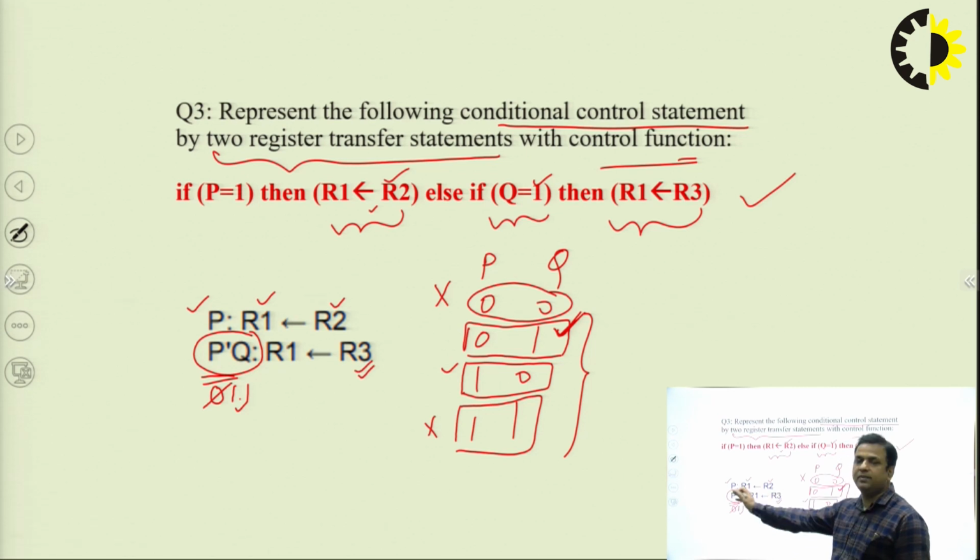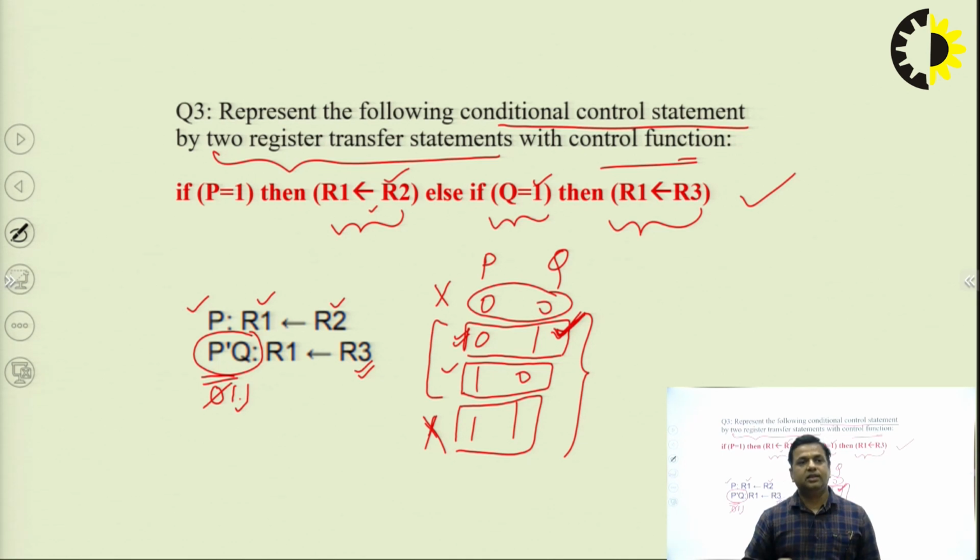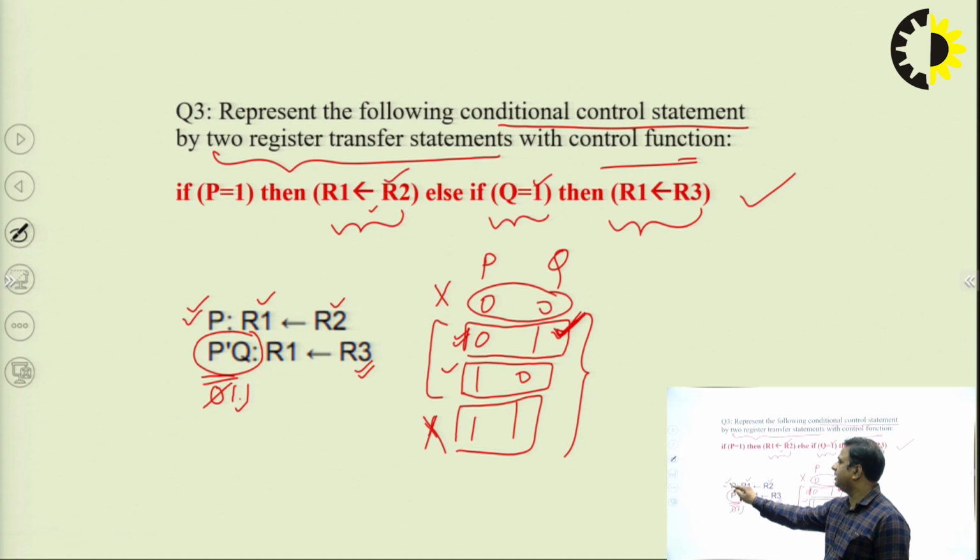That is, if Q equals 1, then this statement will execute. Actually only these two conditions are true. If Q equals 1, then this is the possible case, this is not allowed, right? So in this way we can design two control functions: P colon transfer the contents of R2 into R1, second P'Q colon R3 to R1. Now if we check all these conditions, if P equals 1, then this will happen. If Q equals 1, then this will happen, right? Suppose I say that if P equals 0, which will happen? This will not happen, right?